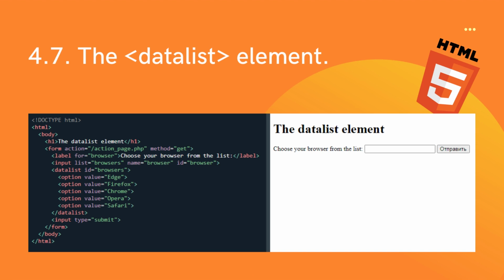The datalist element is connected to the input element using the list attribute, while the id value of the datalist element must match the value of the list attribute of the input element.